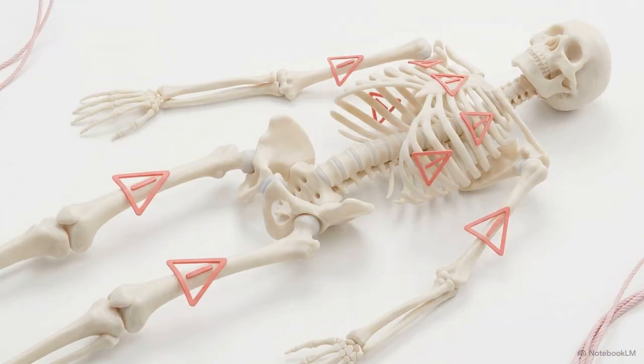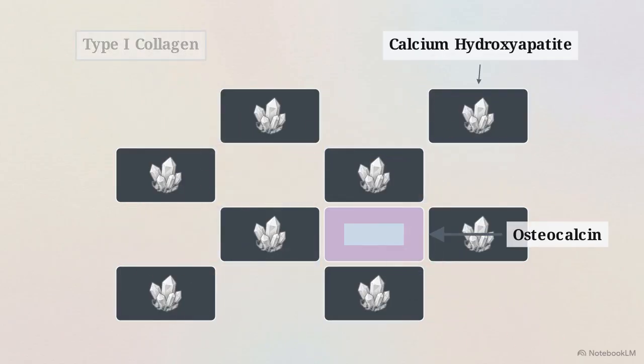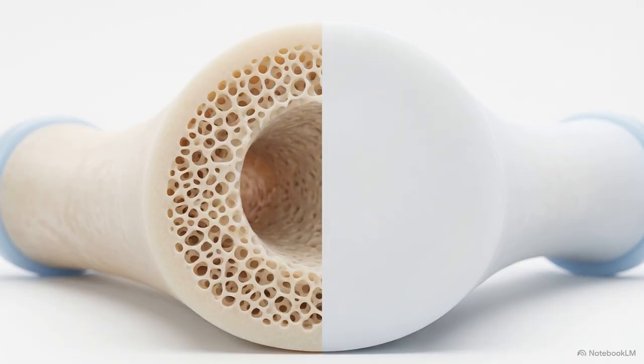Genetic errors in the bone matrix blueprints cause systemic collapse, as seen in osteogenesis imperfecta. This disease stems from a defect in the organic matrix. A genetic mutation prevents the proper synthesis of the type 1 collagen block, preventing the bone from withstanding normal mechanical loads. Conversely, we see the opposite effect in osteopetrosis.